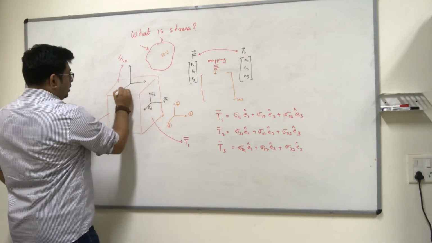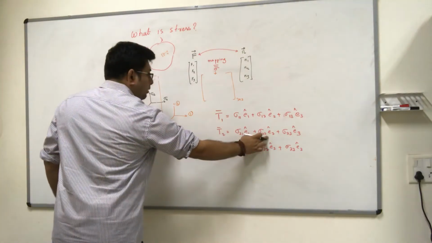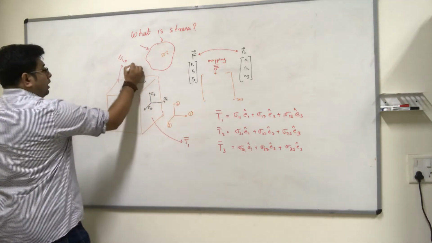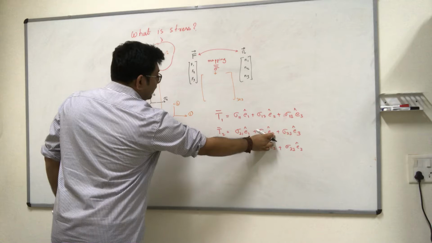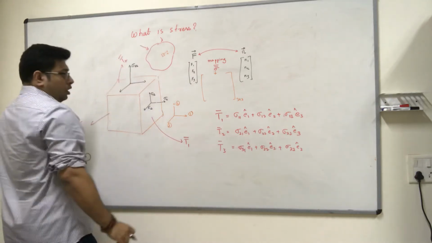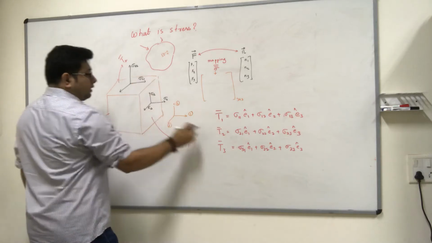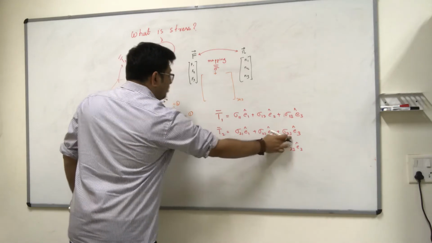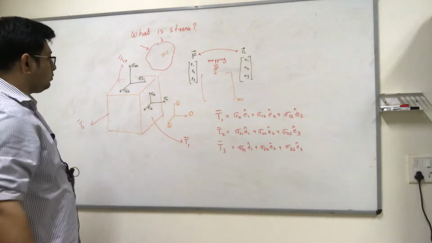again 3 arrows, where my sigma 22 is a portion that is acting in the E2 direction. My sigma 21 is something that is acting in the E1 direction, and sigma 23 is something that is acting in the E3 direction.